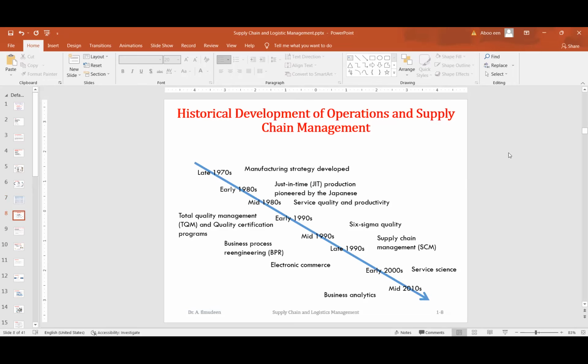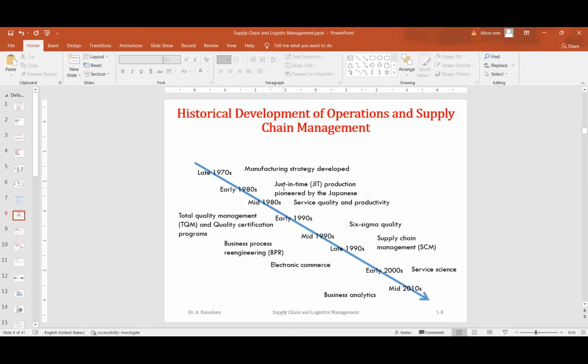And when we look at the historical path of supply chain management, there are several phases of development or advancement. In the earlier days, in the late 1970s, they looked at the manufacturing strategy only, how to manufacture products and services. After that, in the 1980s, the Japanese introduced JIT, just-in-time production. In a sense, they get the order from the customers, and then they place the order for raw materials, manufacture and sell to the customers, just-in-time production.